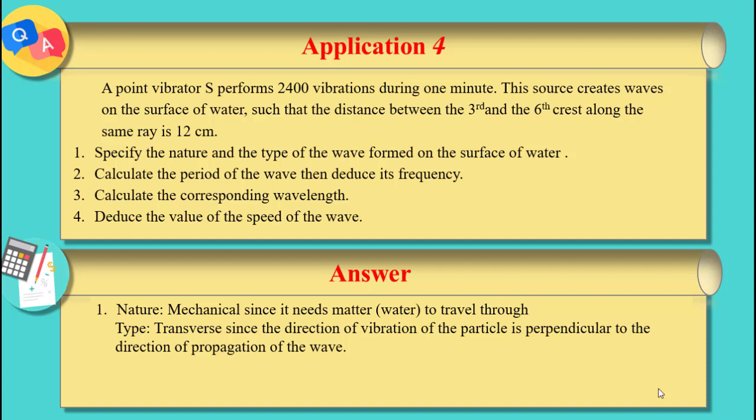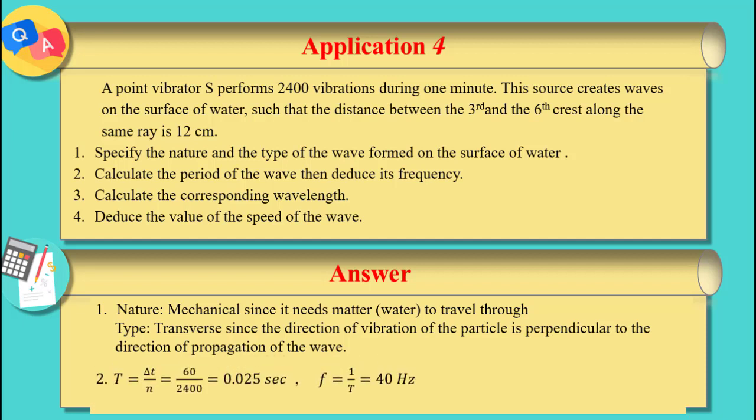Then apply the formula. T is equal to delta T divided by N is equal to 60 seconds divided by 2400, which gives us 0.025 seconds. Since you are asked to deduce, then we need to use the value of the period you have calculated. Then we will use the formula F is equal to 1 over period, which gives us 40 Hertz. And don't forget to write the units.